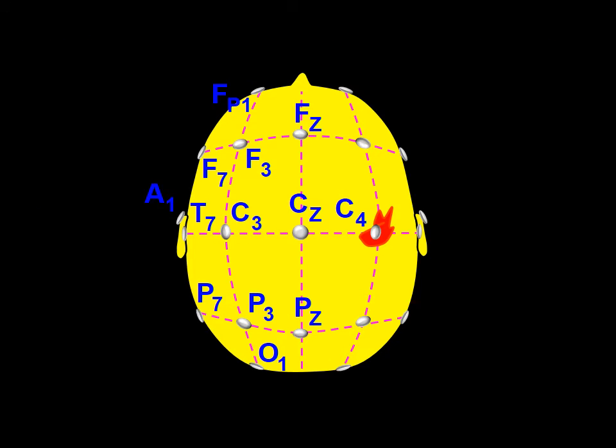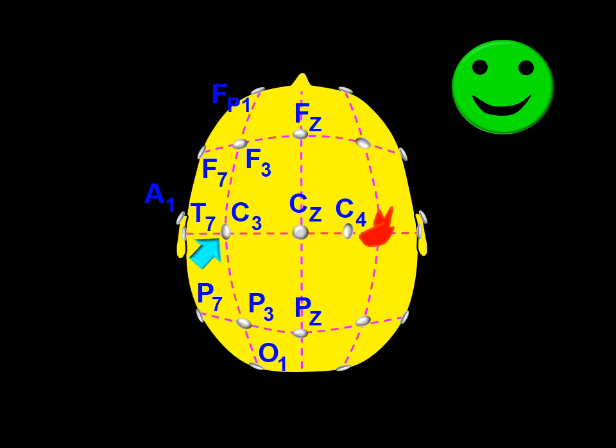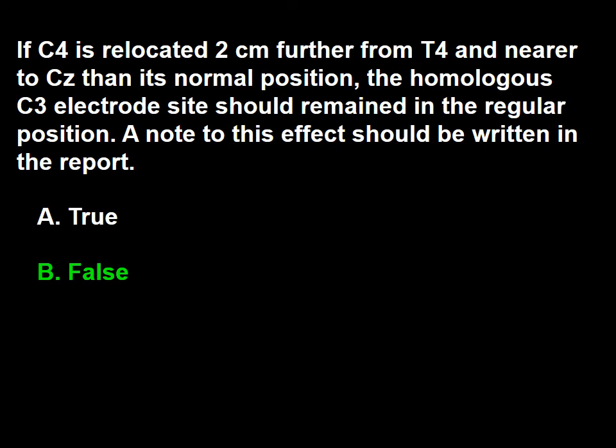In this frame, a lesion at the site of C4 is represented by a red blob. The presence of such a lesion forces us to move C4 to the side. The correct approach is to move C3 to the homologous position on the other side, as you see depicted in this frame. So the answer to this question is B, false.